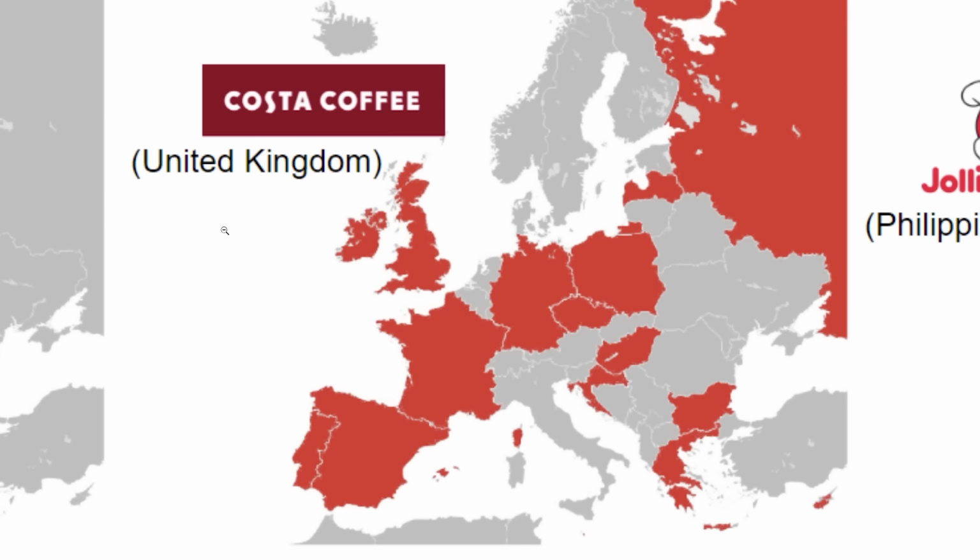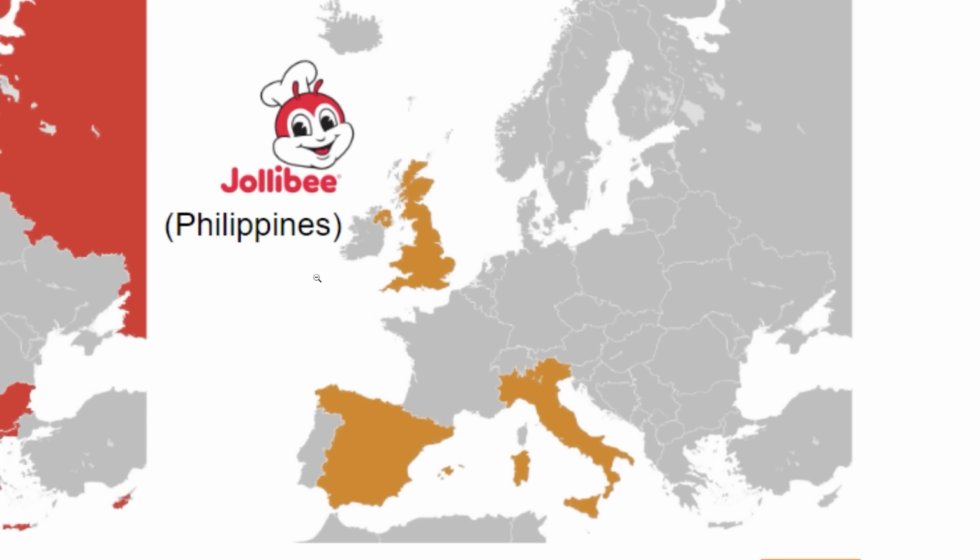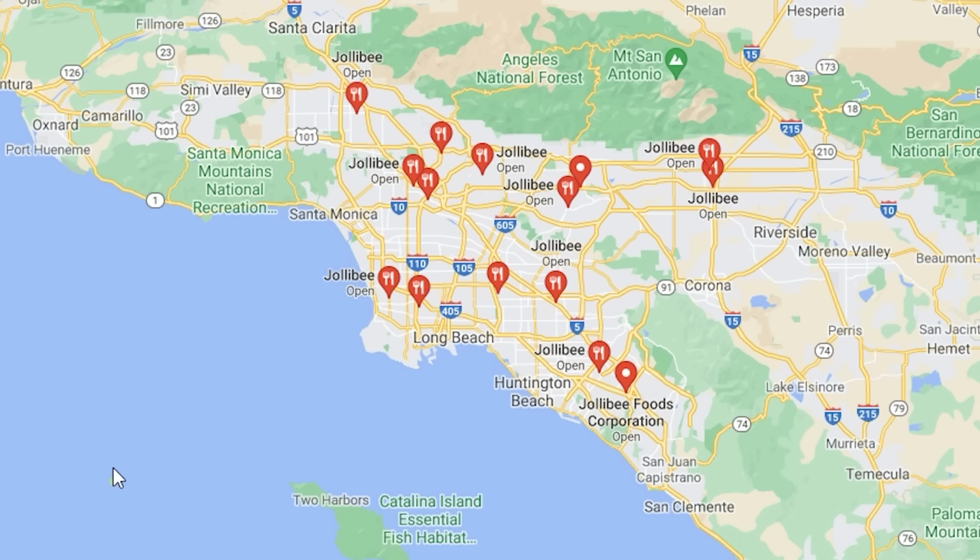Then we have Costa Coffee out of the United Kingdom. That is almost everywhere in the continent, at least in half the countries. We have then Jollibee from the Philippines, which for some reason that sounds familiar to me. Do we have those? Oh wow, we do have those. I think they're just in Southern California too.